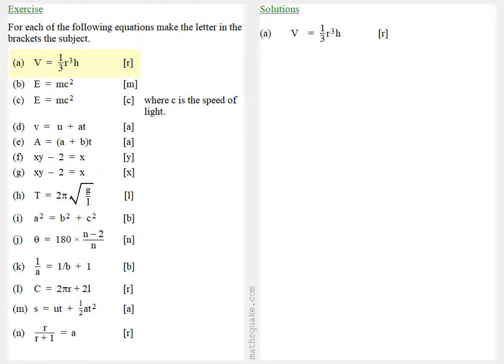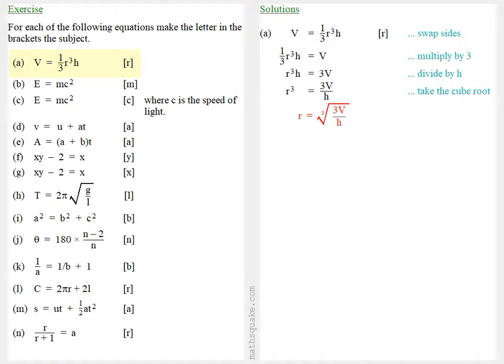In the first equation, we've got v equals 1/3 r cubed h, and we're asked to make r the subject. Well, to get r onto the left-hand side, we'll start by swapping sides. This gives us 1/3 r cubed h equals v. Let's get rid of the fraction by multiplying by 3, so r cubed h equals 3v. Now we don't want the h on the left-hand side, so we'll divide by h, and that gives r cubed equals 3v over h. And we want r on its own, so we'll take the cube root of both sides. r equals the cube root of 3v over h, and that's our solution.